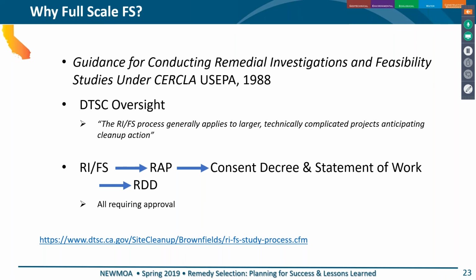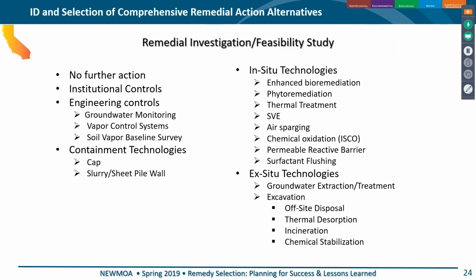So the first boring was put in 1986, and through the late 90s, early 2000s, they went through the RI process in soil, then in groundwater, risk assessment went in 2004, then the RAP. All of these require comments back and forth, 2 to 5 iterations per report, all culminating in the consent decree and statement of work, and followed by a remedial design document. Again, all of these things need to be approved. So yeah, not Massachusetts.